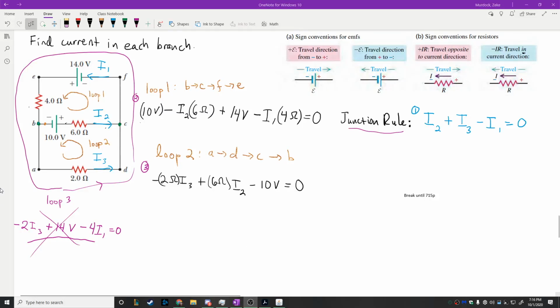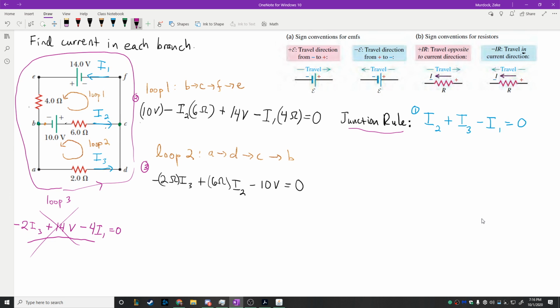Okay, so let's continue solving this problem. This is the second hour of Physics 1C for October 1st. So we already figured out that we can really only use these three equations right here. So let's go ahead and do that.